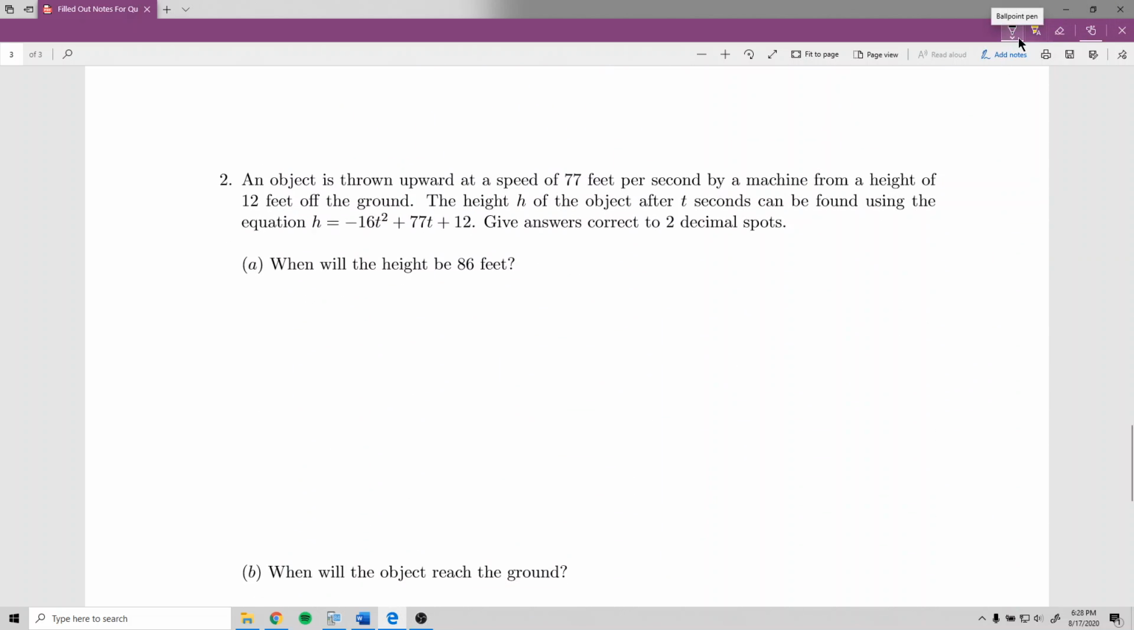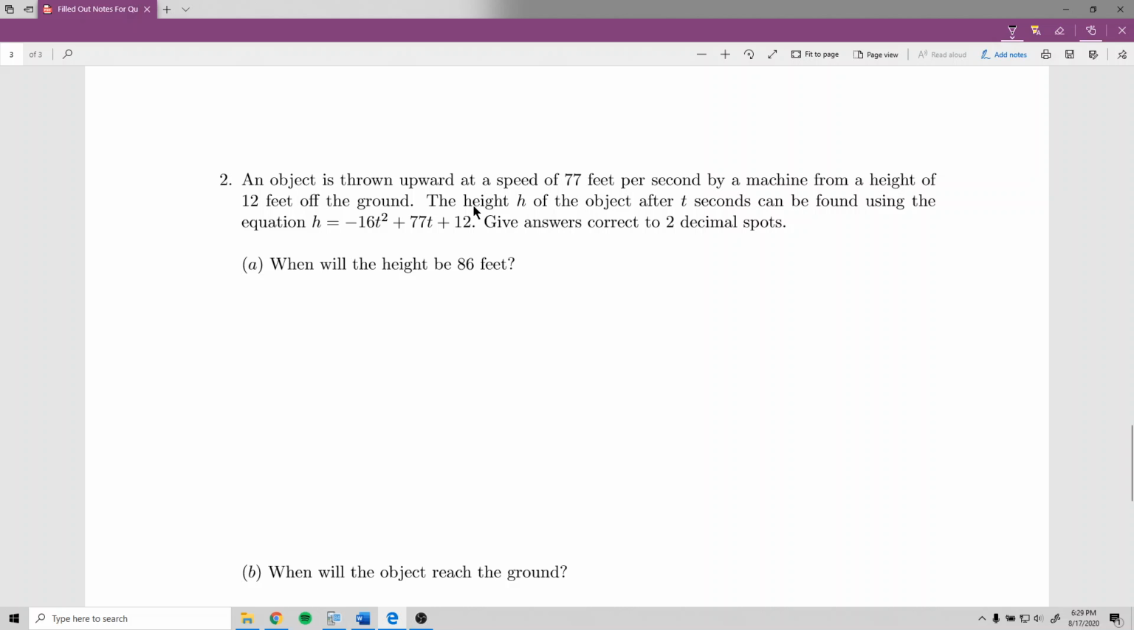All right, so the last question I have here is a visual one, and it's going to use the vertex and the quadratic formula and that kind of stuff. It says an object is thrown upward at a speed of 77 feet per second by a machine from a height of 12 feet off the ground. The height h of the object after t seconds can be found using this equation. H equals negative 16t squared plus 77t plus 12. In all the questions below, give your answers correct to 2 decimal places.